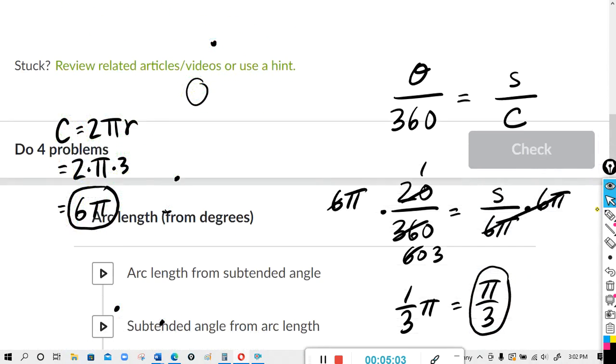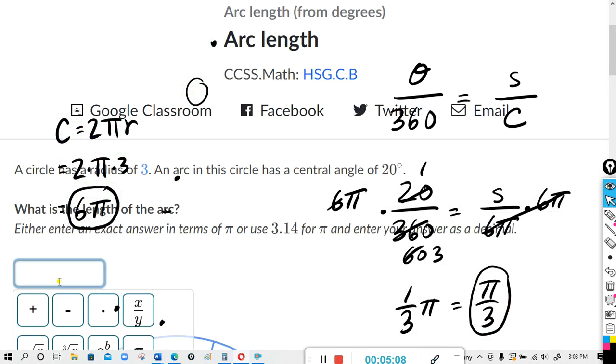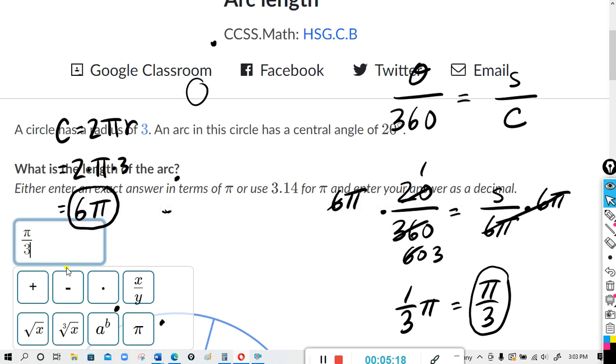Let's see. Just click inside the box, and you can click on the pi symbol, or you can actually type pi, and it will give you pi. Click slash, and then 3. So I wrote pi over 3, just like my answer.